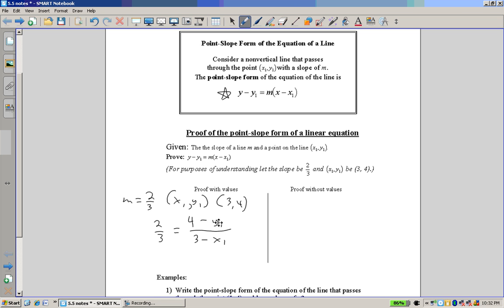Well, of course, we could try to solve for x sub 1 and y sub 1, but we don't want to do that. What we want to do is multiply both sides by the denominator here, 3 minus x sub 1. Of course, if we write that in fraction form, rational form, we can divide these out. And on this side, we have 3 minus x sub 1.